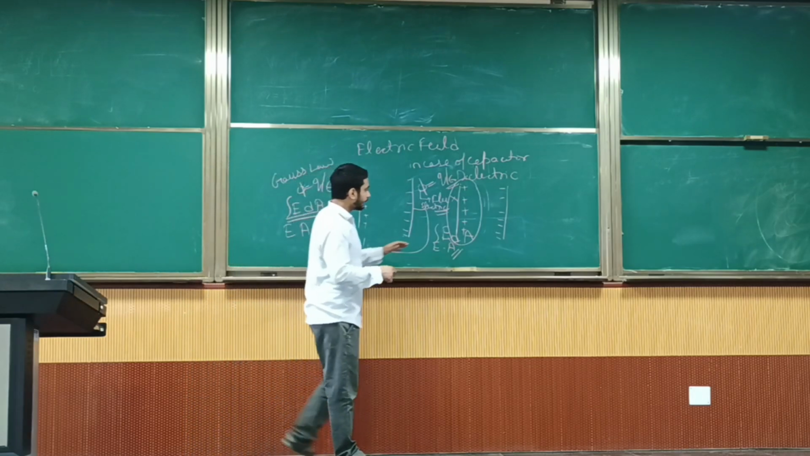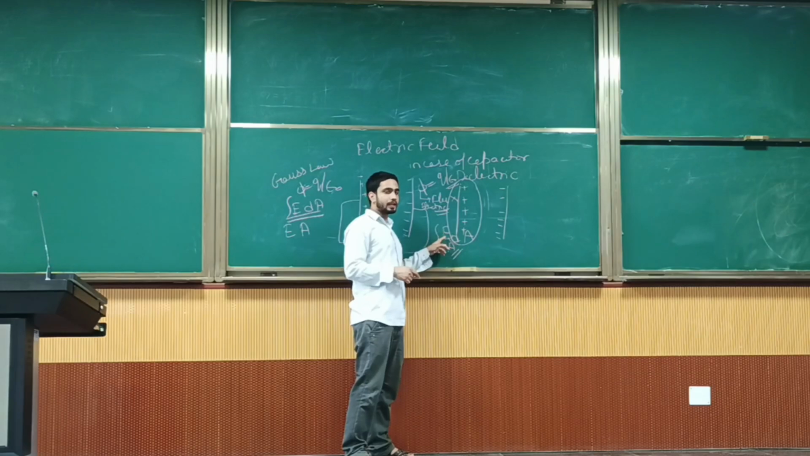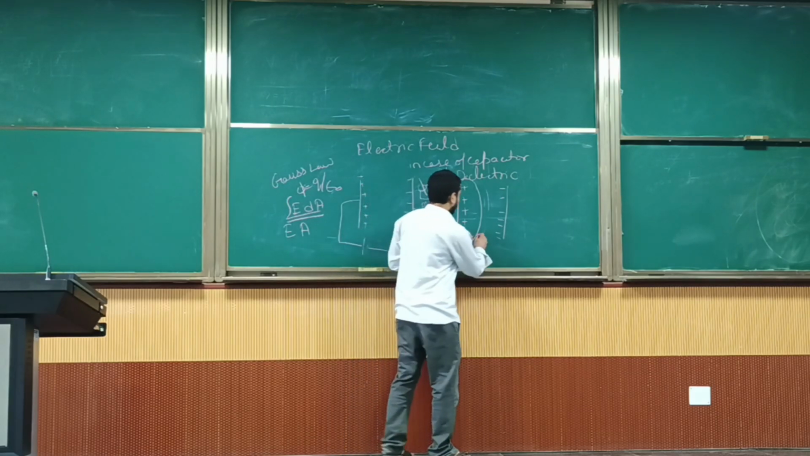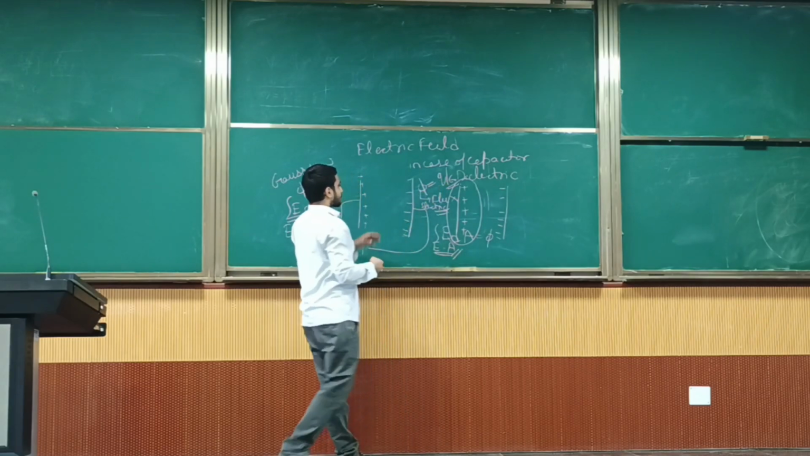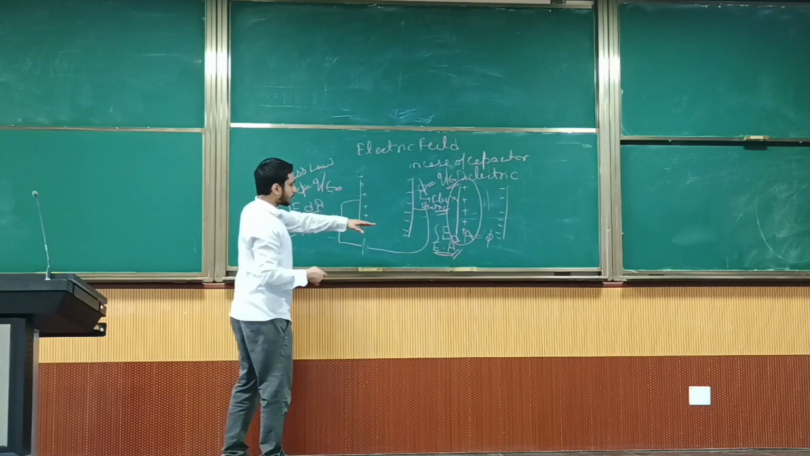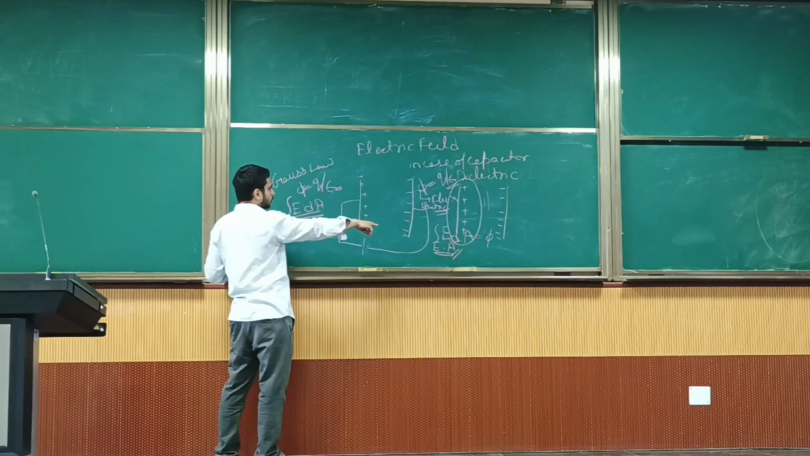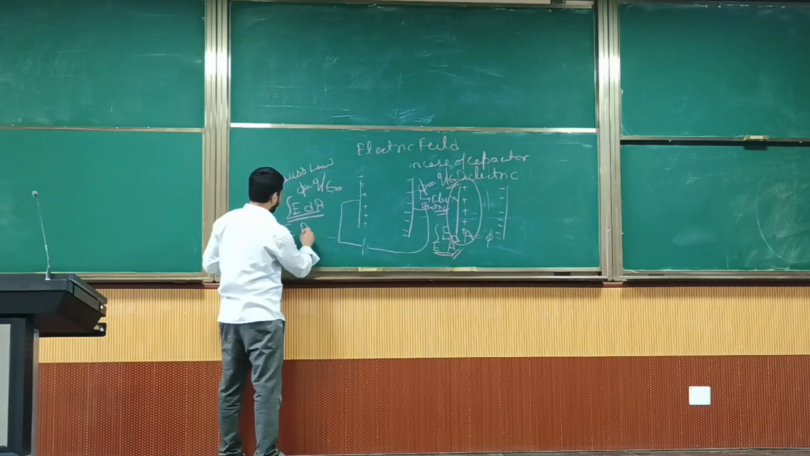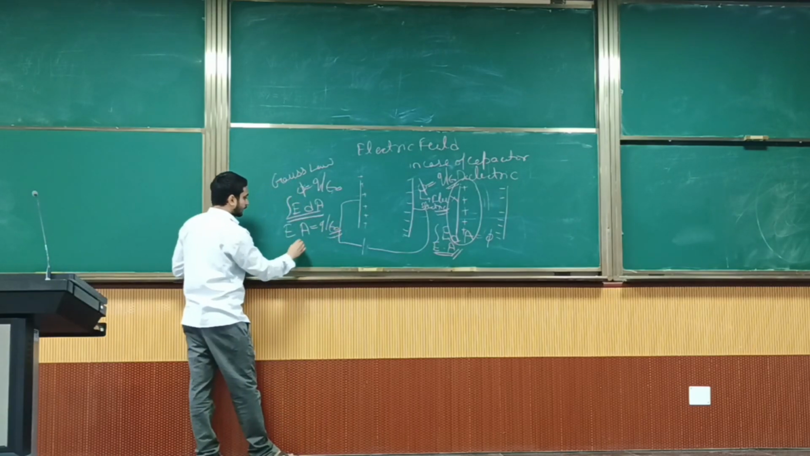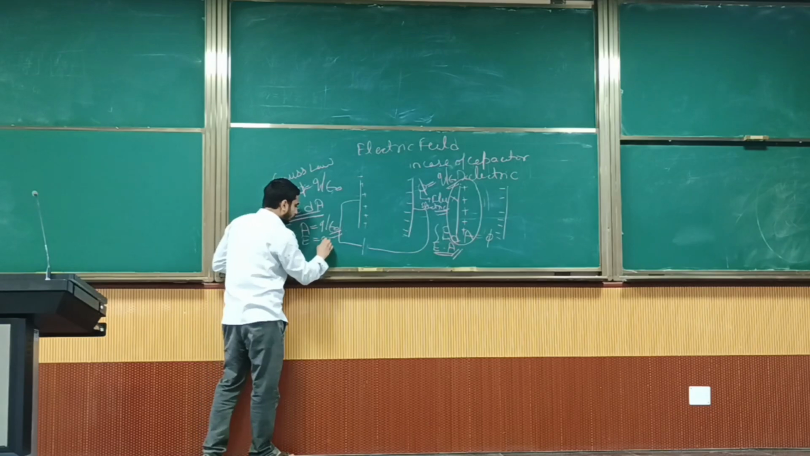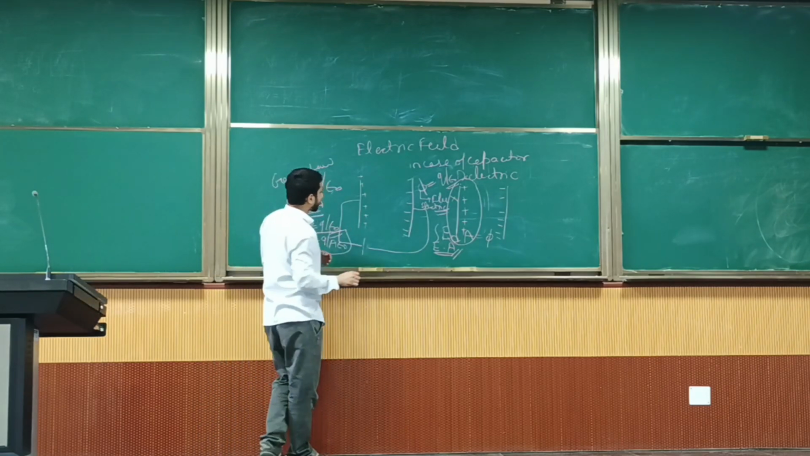If E is not constant, we will put the function of E and we can easily get the flux. So phi is equal to E into A and phi is equal to Q upon epsilon naught. We will equate them: E into A is equal to Q upon epsilon naught. So what do we get? E is equal to Q upon A epsilon naught. This is the formula for the capacitor.